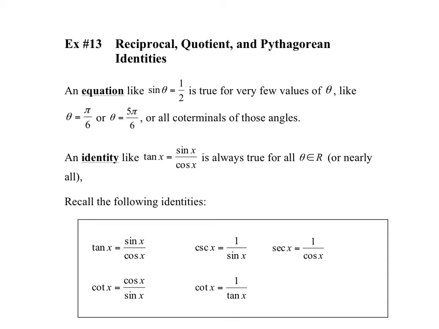Hi students, welcome to exercise 13's lesson on reciprocal quotient and Pythagorean identities. The key word here today is identities. Let's explore what that is.